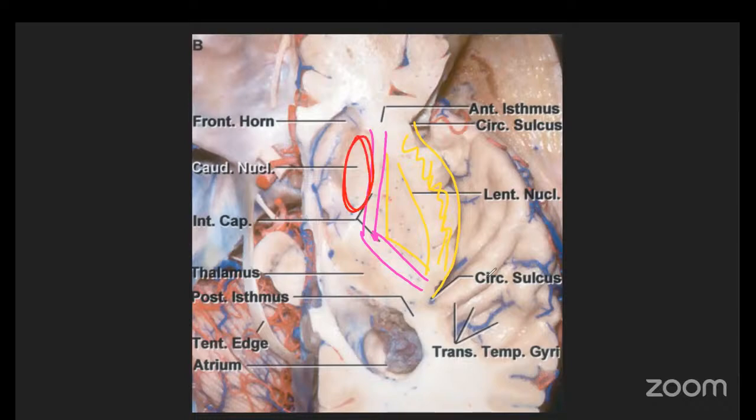Now, this is the image that we usually see in the axial sections of the CT brain. You can also see the thalamus, just right underneath the posterior limb of the internal capsule.